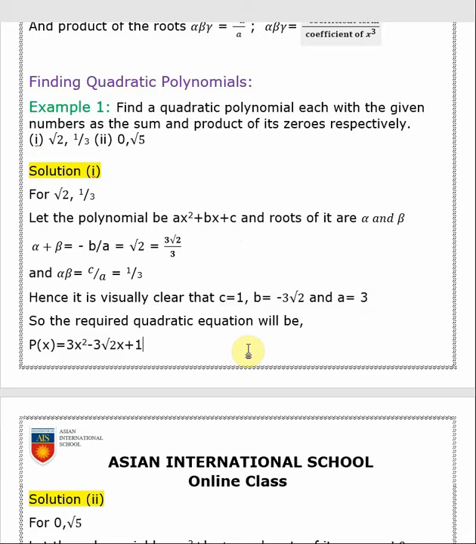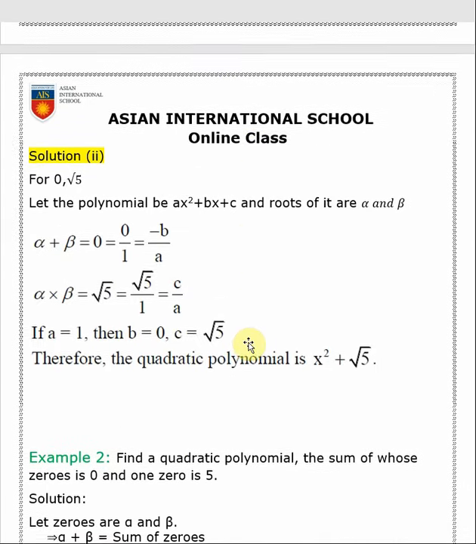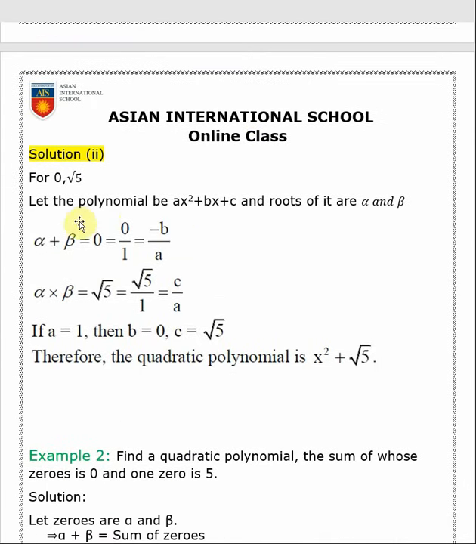I hope you have understood. Now let's check the second one. In the second sum, you can see that the addition is given 0. That means alpha plus beta is 0, and my product is root 5. That means alpha into beta is root 5.